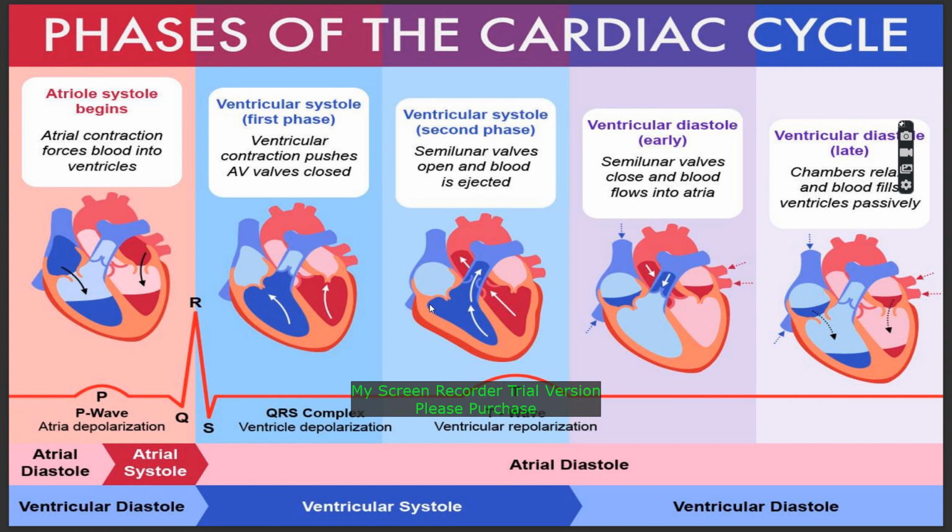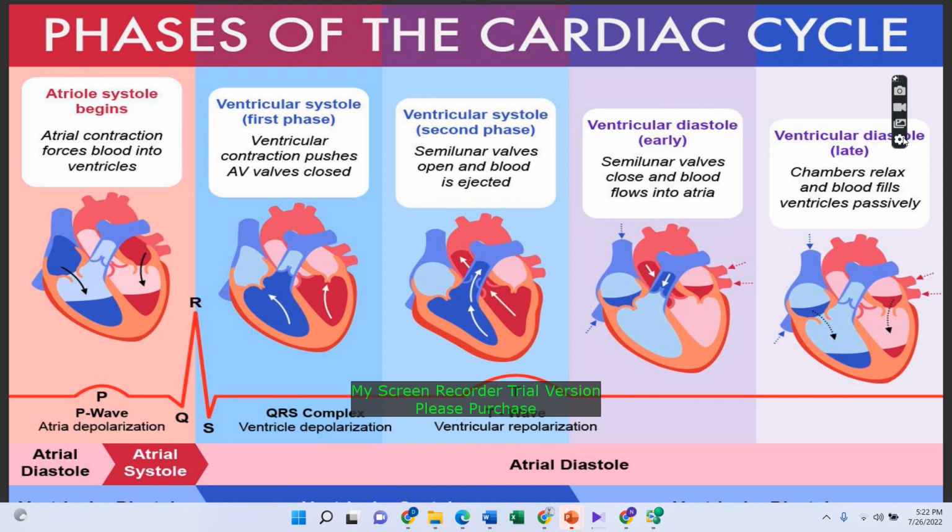So it has two phases. First one is ventricular systole, first phase, where the ventricular contraction pushes AV valves closed, then semilunar valves open and blood is ejected. Then the fifth one, ventricular diastole late. Chambers relax and blood fills into ventricles passively.